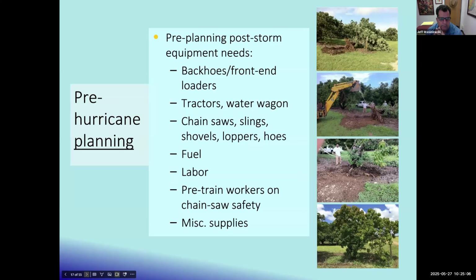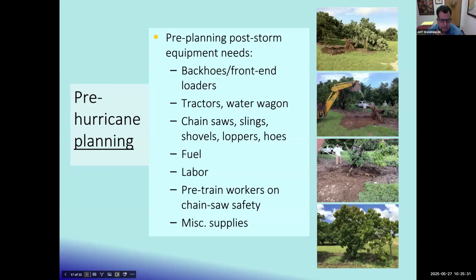So pre-hurricane, what are you going to need after? So we're planning for after. What are you going to need? If you can get it, backhoe, front end loaders, because you're going to have to pick up these big trees. Tractors, water wagon, you're going to have to water the trees, and maybe your irrigation is out. Maybe your pump is out.